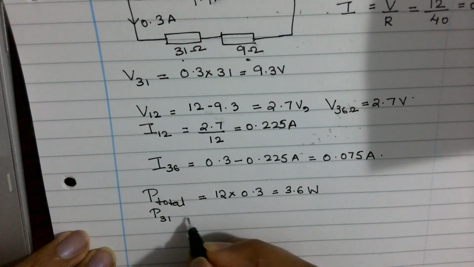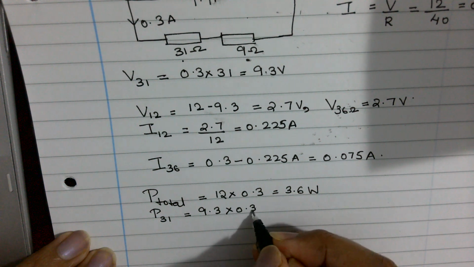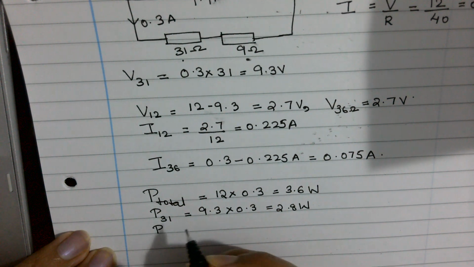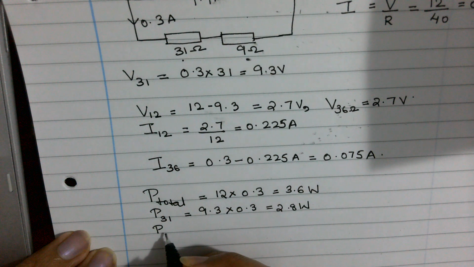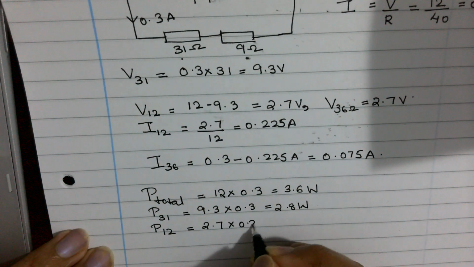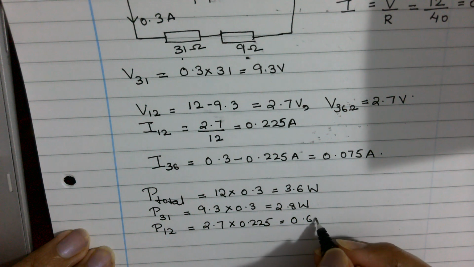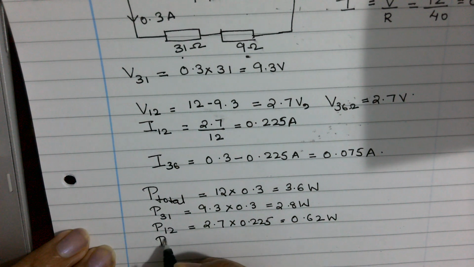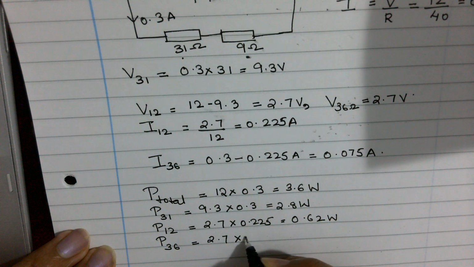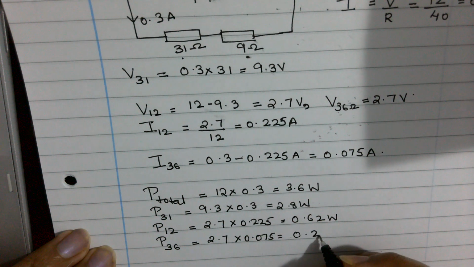Now let's figure out the individual powers. The power across 31 ohms should be the voltage across 31 times the current that is flowing through it. You get it as 2.8 watts. The power across the other one, 12 ohms, should be the voltage across that, which is 2.7, times the current flowing through that, which is 0.225, so you get 0.62 watts. Then the power through 36 ohms should be 2.7 times the current flowing through that one, and you get 0.2 watts.